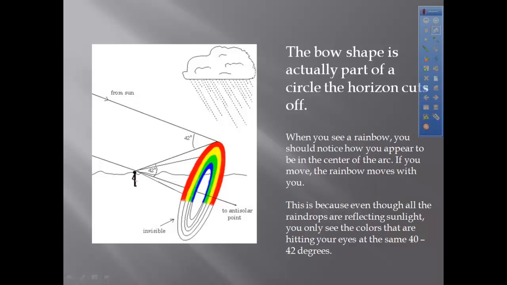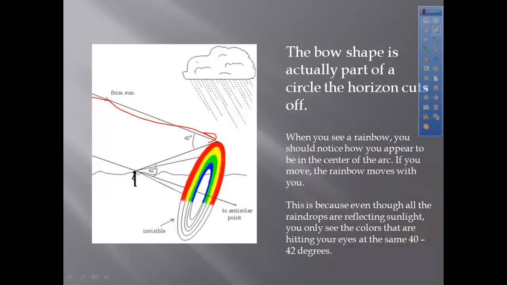So here's an example. If this is you and the sun is behind you, light is going to come from the sun, hit these water droplets, and become refracted. We're only going to see the top part here of this rainbow, but if we could see into the ground, we would be able to see all of it.